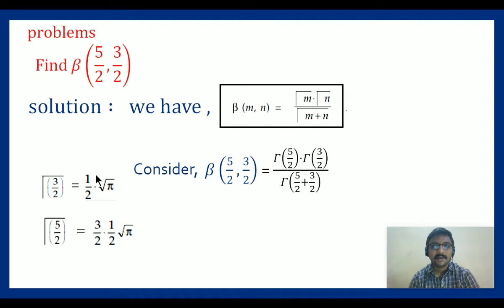Similarly, gamma of 5 by 2. 5 by 2 can be written as 3 by 2 plus 1. That is gamma of n plus 1 is n gamma of n, that is 3 by 2 into gamma of 3 by 2. But gamma of 3 by 2 we have already computed, that is 1 by 2 root pi. So thus we will have gamma of 5 by 2 value is 3 by 2 into 1 by 2 into root pi. And we will have gamma of 4.